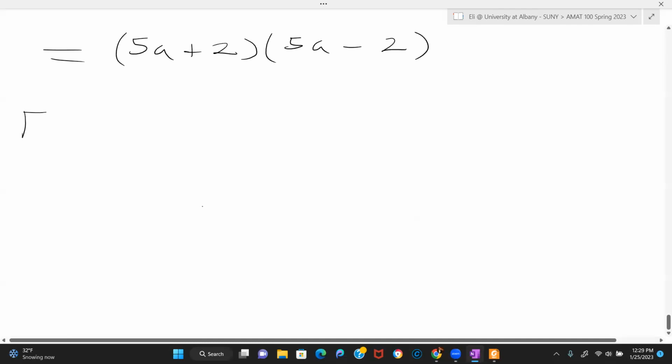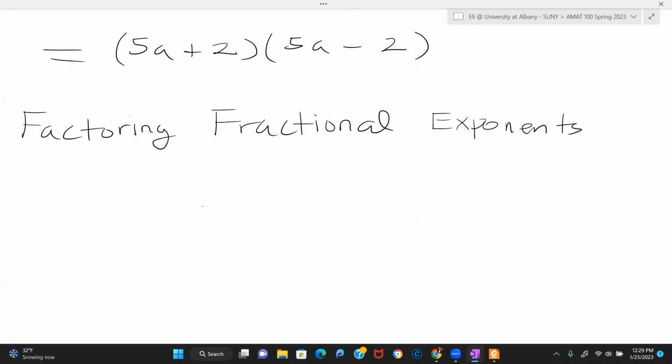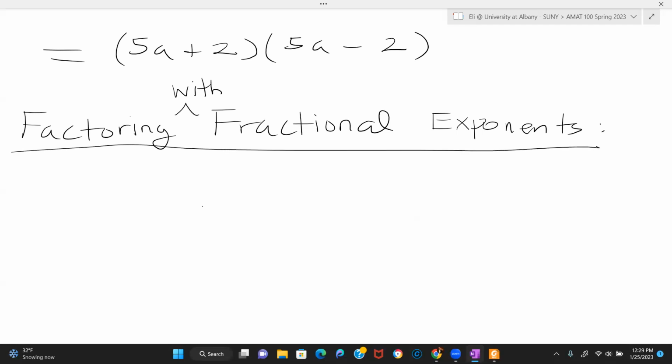So this one is a little bit different. The rules for this. So factoring with fractional exponents. So let's just jump right into an example. I think this is the last one. Oh no, there's one more example, but this is not that bad. All right, so this is example 14.